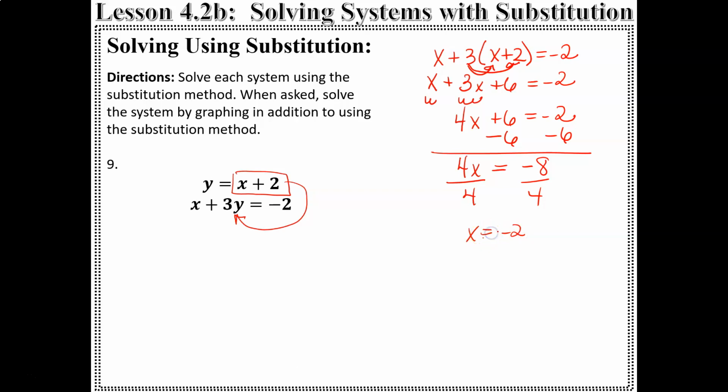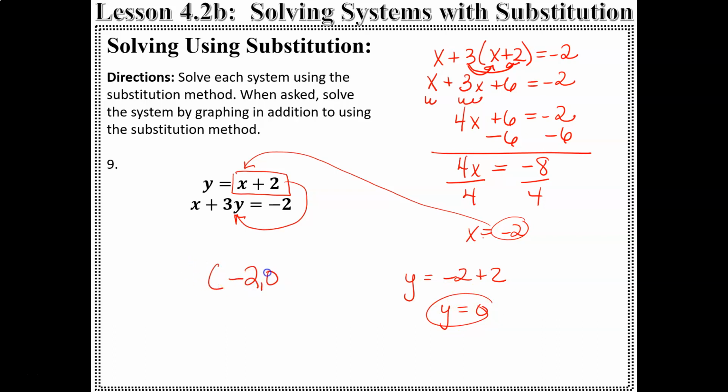So I have my first coordinate. Now I'm going to take this and plug it into the other equation. So I have y equals negative 2 plus 2. So y is 0. And that's okay. Remember, 0 is a number. So my solution in an ordered pair is negative 2, 0.